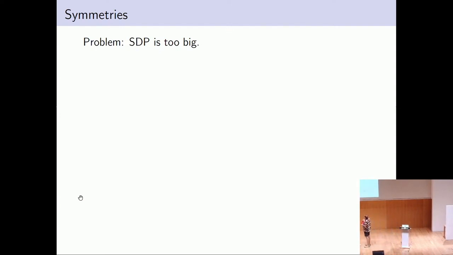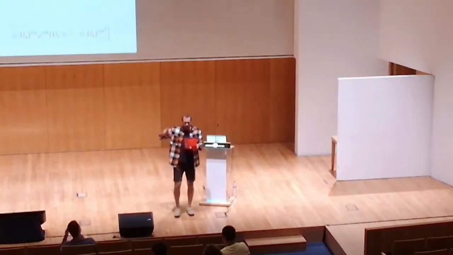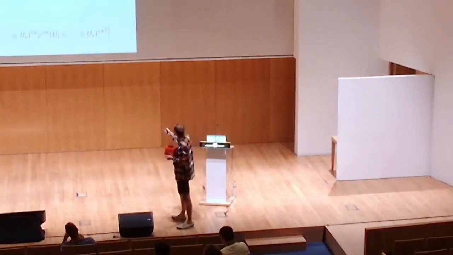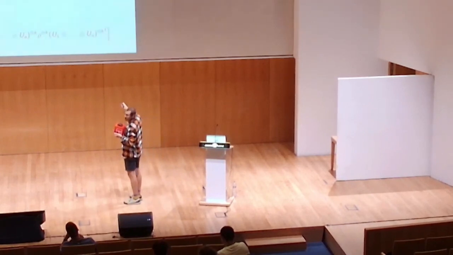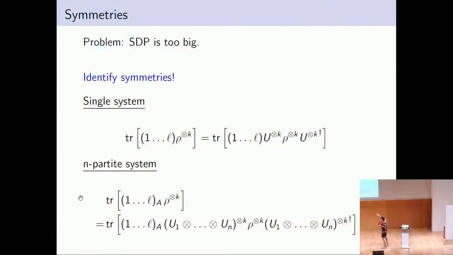Well, we have this permutation acting on the rho tensor K, and this is directly related to the spectra, or the power sum of the spectra, and we know the spectrum of a matrix really doesn't depend on the local basis, right? So in this context, it means that we can rotate it with U tensor K on both sides, and this trace will still be the same.